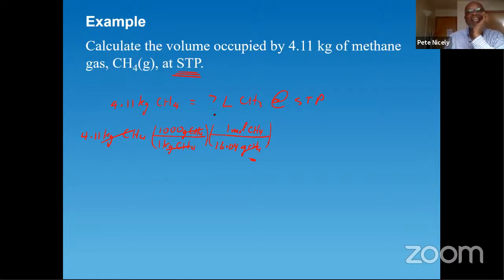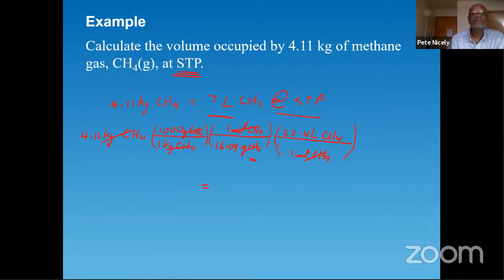But remember, the question is not asking for the moles of methane. The question is asking for the volume in liters at STP. And if you remember, we just said that 1 mole of any gas will have a volume of 22.4 liters, and we can represent that here. So 1 mole of methane will go down here, and up here you're going to have the molar volume under STP conditions, 22.4 liters of methane. So that this will cancel out with this, and then all you have to do is your number crunching.